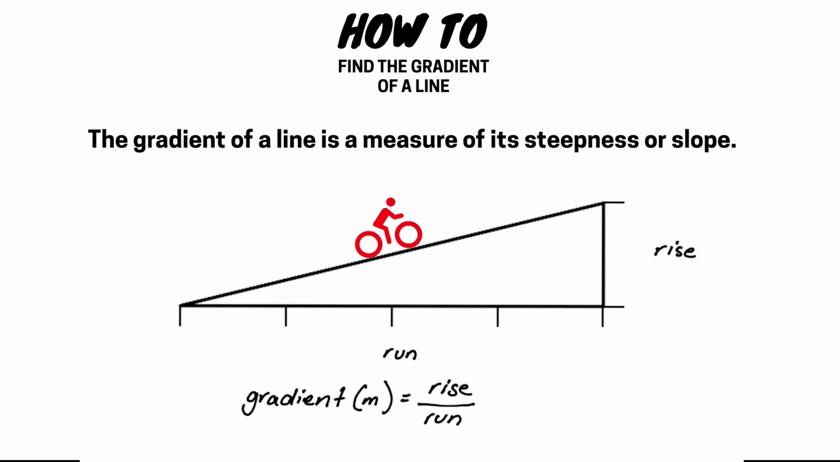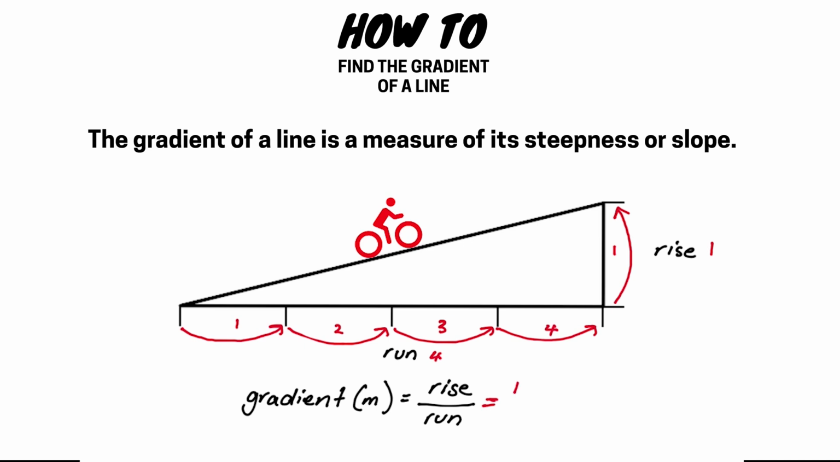In the diagram above, the rise is 1 and the run is 4. So the gradient would be 1 divided by 4, which is a quarter.